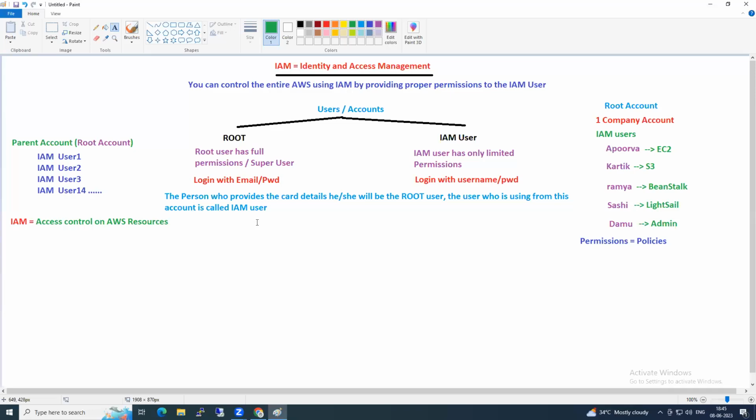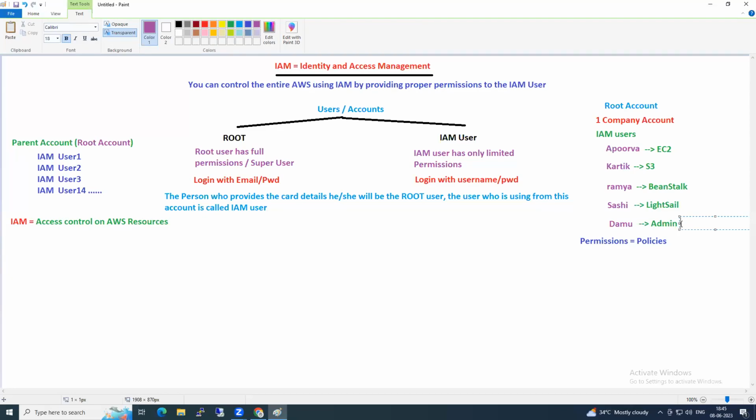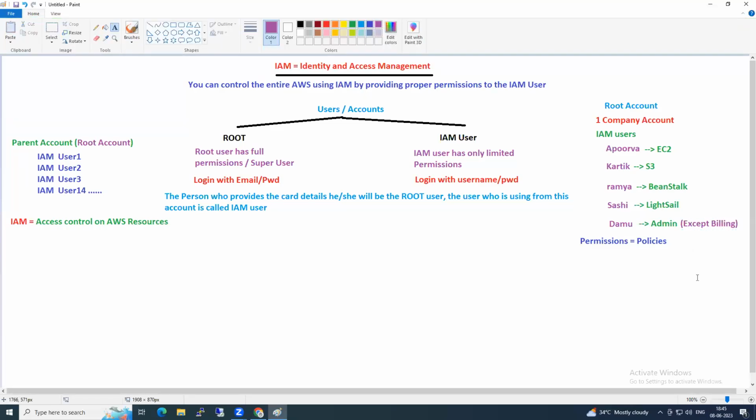Now there is a question: sir, are admin and root account both the same or not? Guys, Damu has full permission like the root account, except billing. Should Damu have access to the credit card details and billing as an admin? No, I don't give. If required, can I give the permissions? Yes, I can. But generally, he will not have access. That's the main difference. Is this clear till here, everyone? Getting it? Okay.